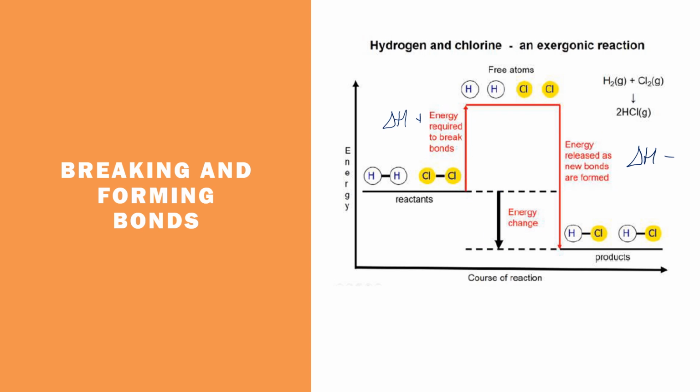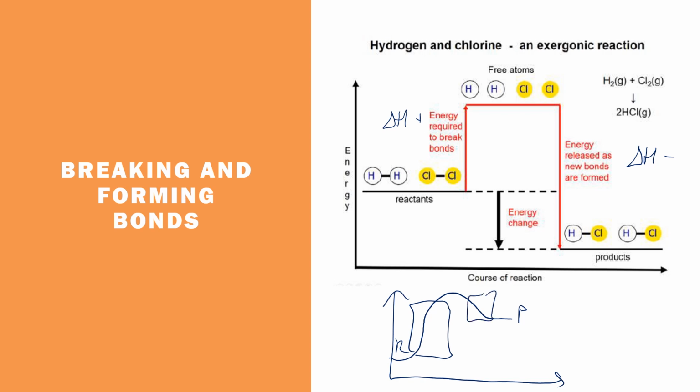Now, if you have an endothermic reaction instead, like this, okay? I'm not going to draw it like a box like they did, but it's endothermic. The reactants are at a lower energy than the products. That means that the energy used to break the bonds must be greater than the energy released to form the new bonds, leading to an overall positive energy change.